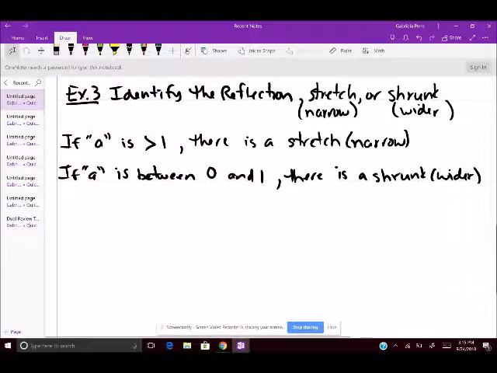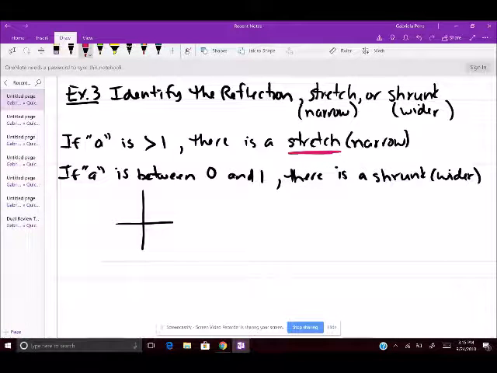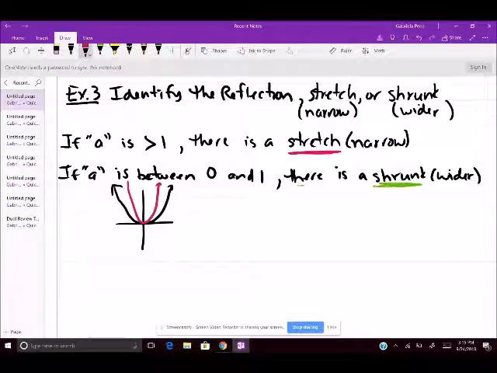So what in the world does that honestly mean? Just to have an idea, when we have a graph, I'm going to say the stretch is going to be in pink and the shrink is going to be in green. So let's just say this is the original graph. When something stretches, it's going to get skinnier, it's going to get more narrow. When something is shrunk, it's going to get wider. Sometimes we use the word fatter, but I don't like that word.